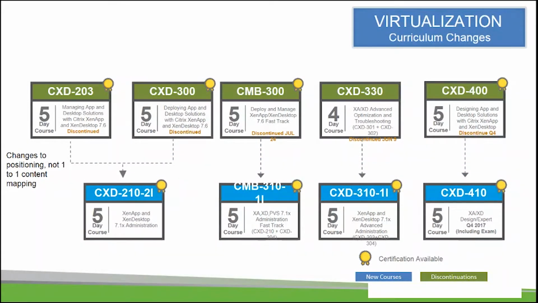Now, this is a quick slide, just to talk about some of the courses that are going end of life and what they're being replaced with. You'll notice on the left-hand side, the CXD 203 has now gone end of life, along with the CXD 300. Those are two different courses at very different levels. I guess you couldn't call this really an apples for apples comparison, but the CXD 210 is actually replacing both of those courses.